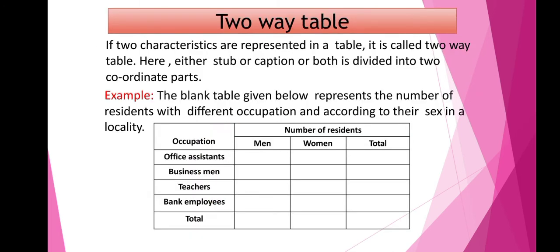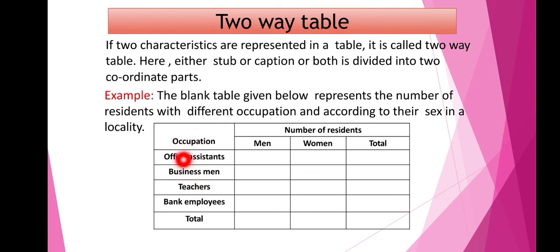Okay. Next, two-way table. If two characteristics are represented in a table, it is called a two-way table. Here either stub or caption or both is divided into two coordinate parts. For example, the blank table given below represents the number of residents with different occupations and according to their sex in a locality. So here you can see there are two characteristics.